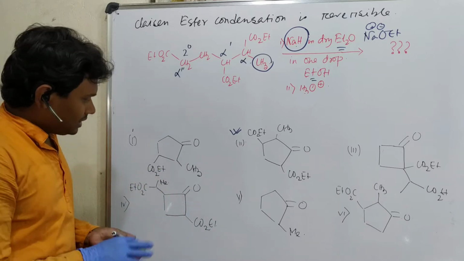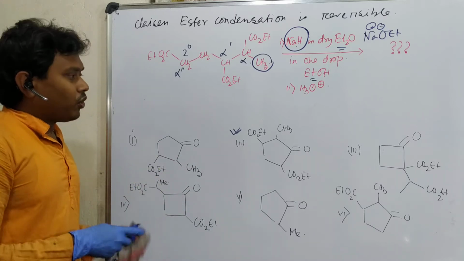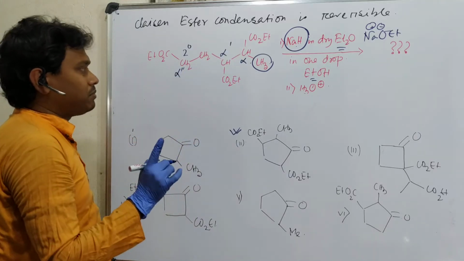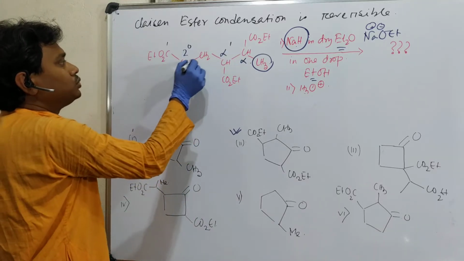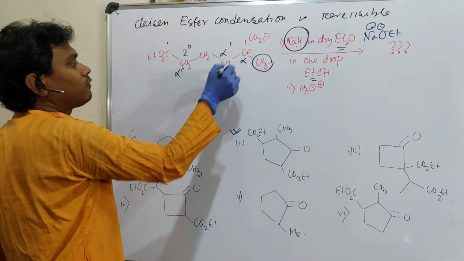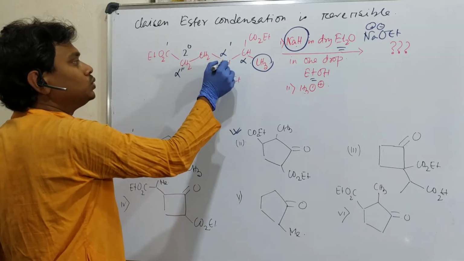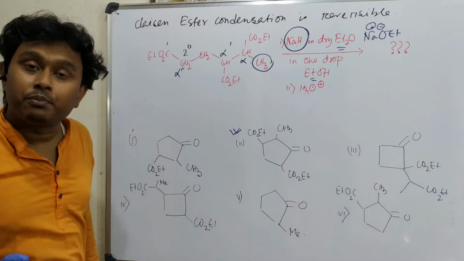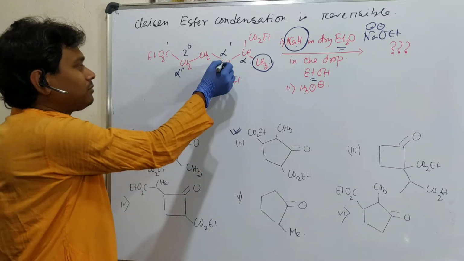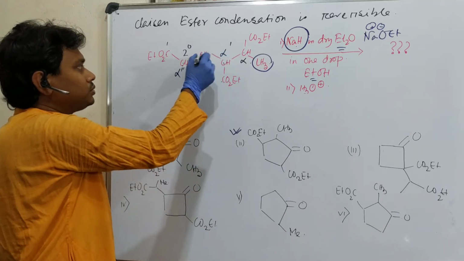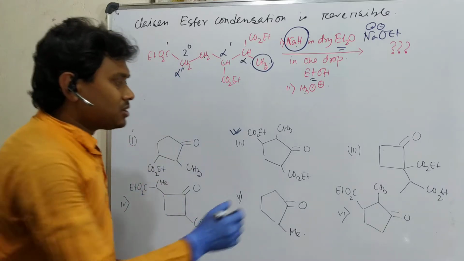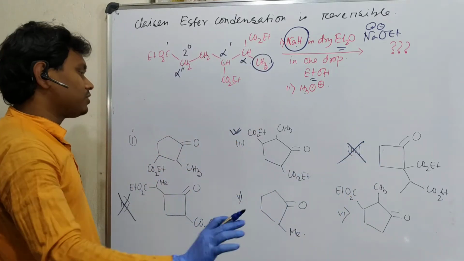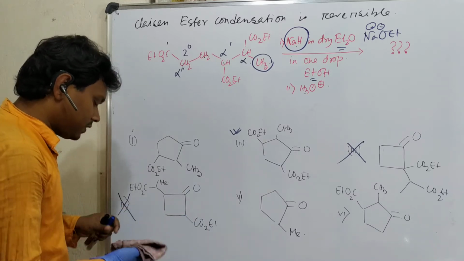Before cleaning, let me tell you: in Claisen condensation, when there is a chance for a 5-member ring, what do I mean? 1, 2, 3, 4, 5. 1, 2, 3, 4, 5. So that will be preferred, the 5-member ring. But if you consider a 4-member ring, 1, 2, 3, 4, no. Why? Because 4-member rings are strained. So first of all, reject the option regarding the 4-member ring.